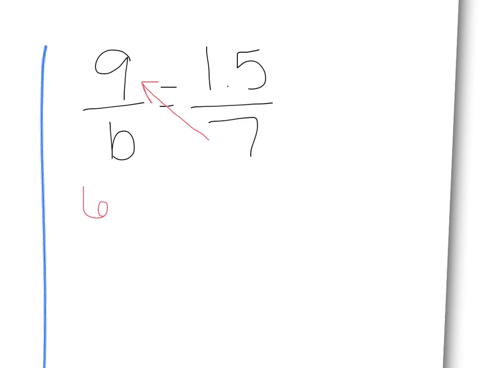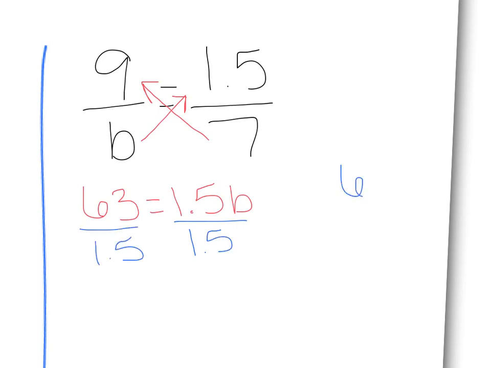7 times 9 gives me 63. b times 1.5 gives me 1.5b. Remember, we're going to set those equal to each other. If I want to solve for b, I'm going to divide both sides by 1.5. So I need to take 63 divided by 1.5.